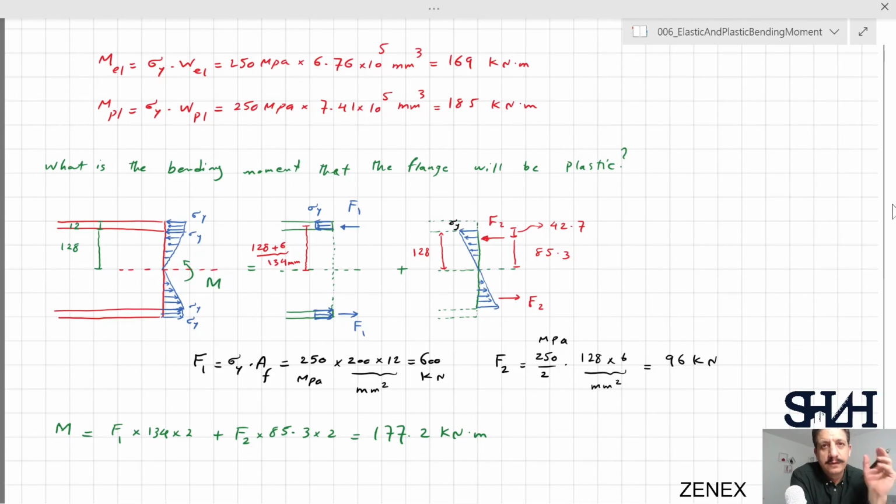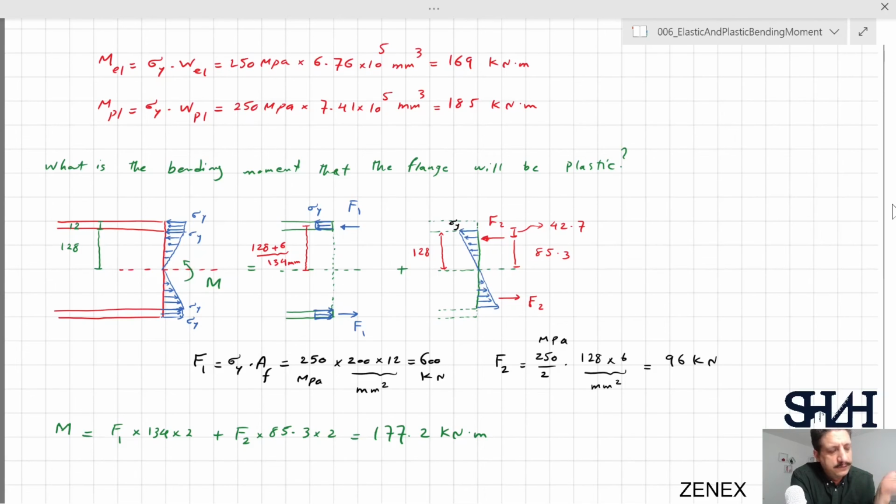So if the value is greater than 177, then it means that the flange is completely plastic and the partial depth of the web is also plastic. If it's between 177 and 169, then it means that a partial depth of the flange will be plastic.